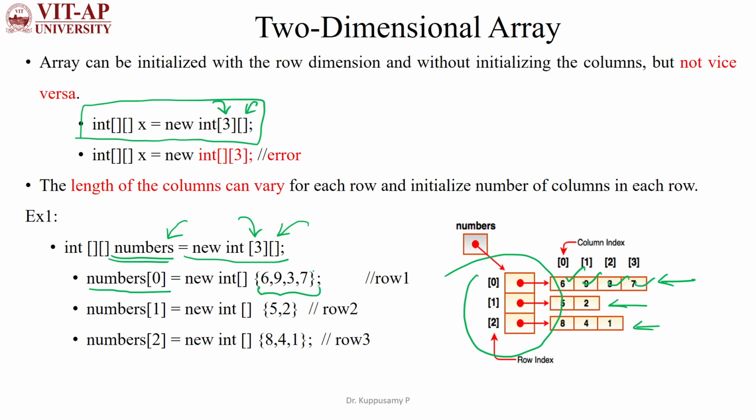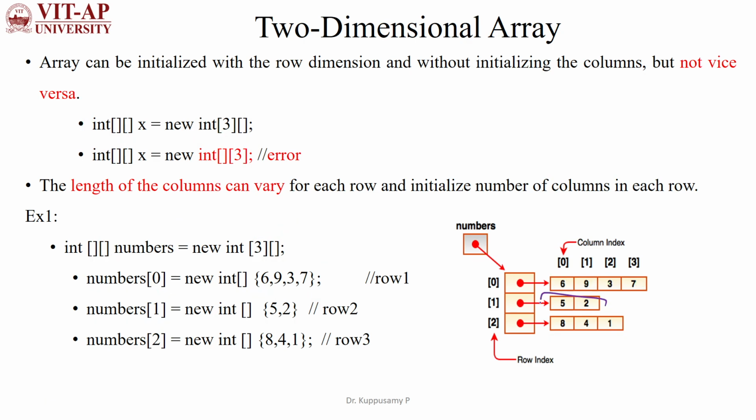So here the size of the columns is 4. And then for the second one-dimensional array we are assigning only two values, 5 comma 2. So the size of the second one-dimensional array is only 2 elements. And we are going to create the third one-dimensional array, that is this one. Here we are assigning the values 8 comma 4 comma 1. So in row 3, we are having only 8 4 1, so 3 elements are there. You see, the first row is having 4 elements, the second row is having 2 elements, the third row is having 3 elements.